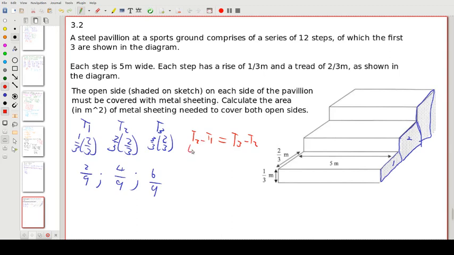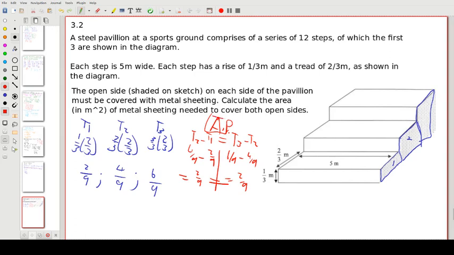So let's do this. 4/9 minus 2/9, term 2 minus term 1, gives us 2/9. Then term 3 minus term 2, that's 6/9 minus 4/9. What does that give us? 2/9. And these are equal. So we know we're working with an AP, an arithmetic progression.